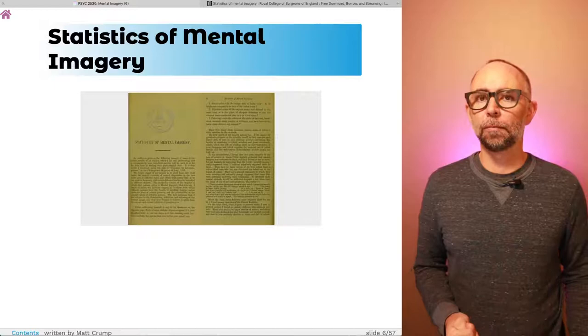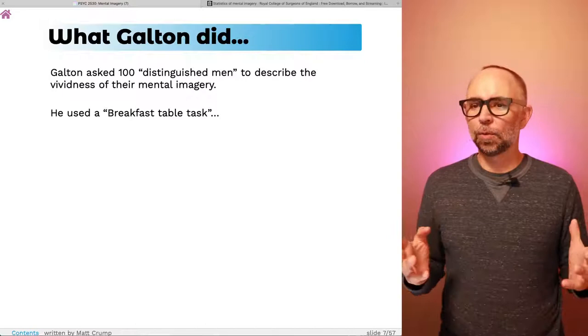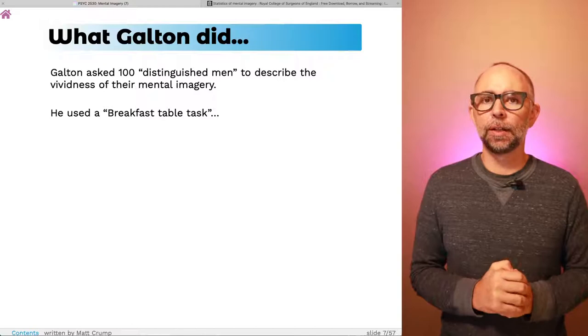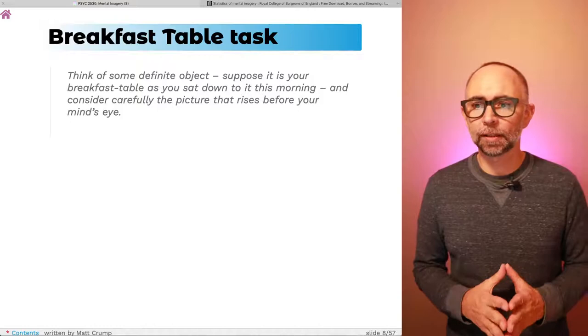What did he do? Here's what he did. Galton asked 100 distinguished men of science, or maybe just distinguished men from his time period, to describe the vividness of their mental imagery. And he came up with what I'll call the breakfast table task. And what does this involve? Here's the breakfast table task. And this is taken from the manuscript.